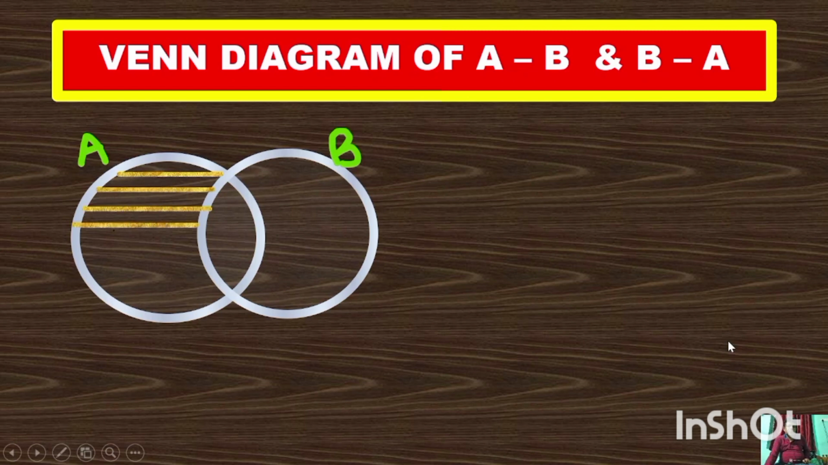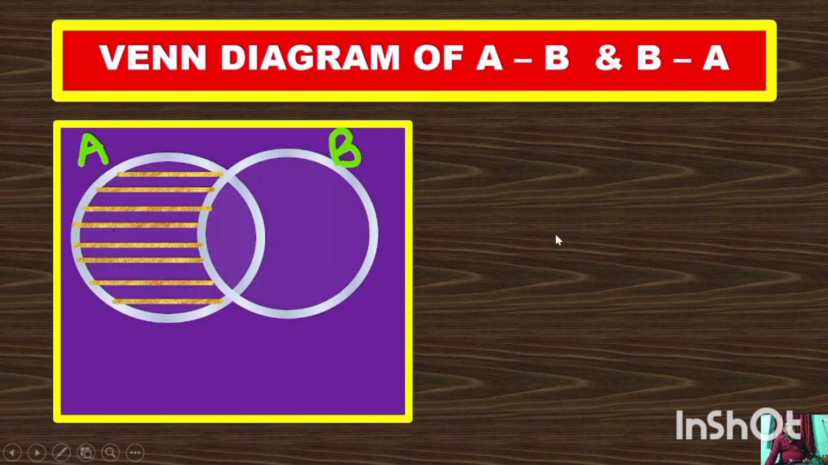This is the Venn diagram shaded portion which indicates A difference B, and these are the areas only in the set A. And this area will not intersect the portion B. Okay. This is A difference B. Understand?